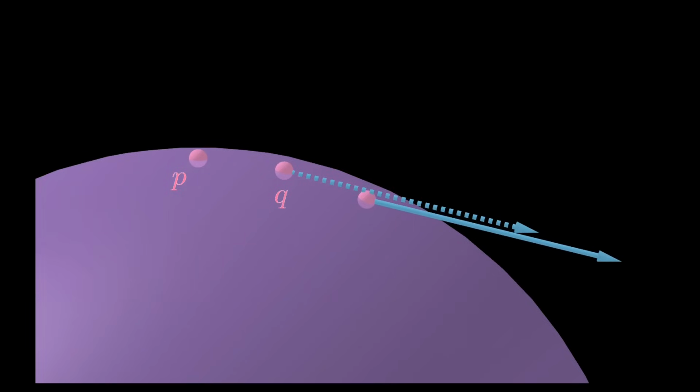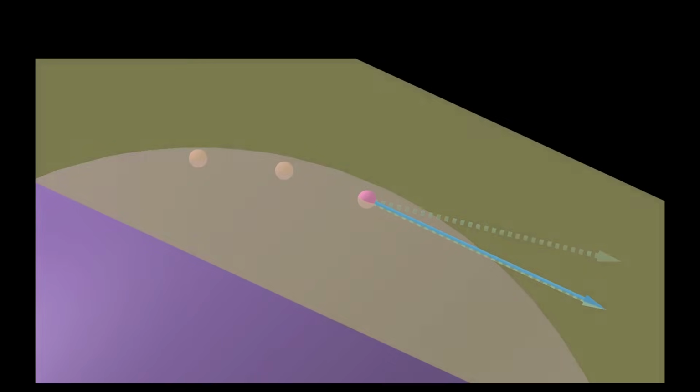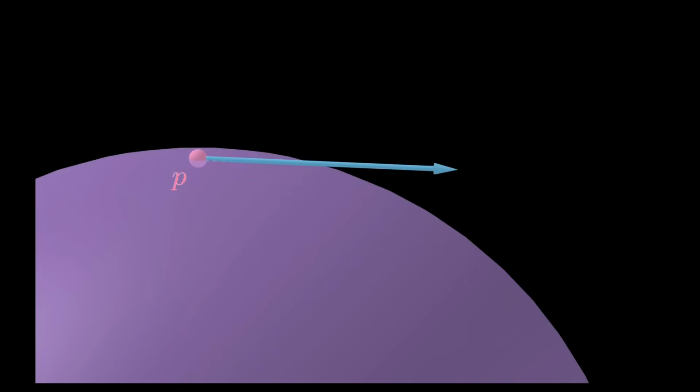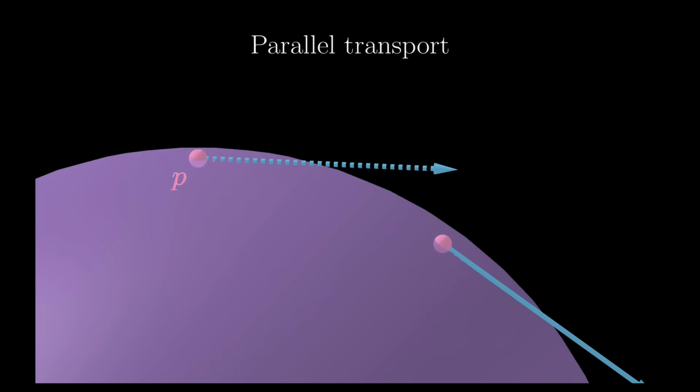This already rotated vector cannot be the velocity even just a moment after, and we need to do the same little rotation to make it tangent again. So we actually need to continuously slightly rotate this initial velocity vector along the way. This process of continuously rotating a tangent vector along the way is called parallel transport.